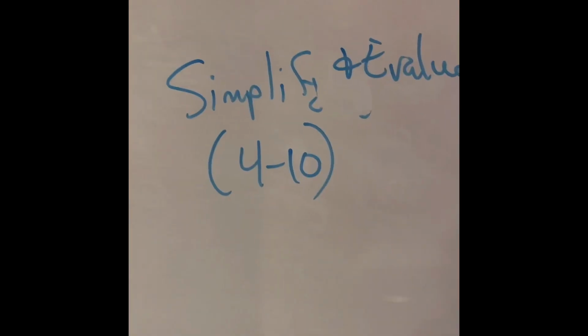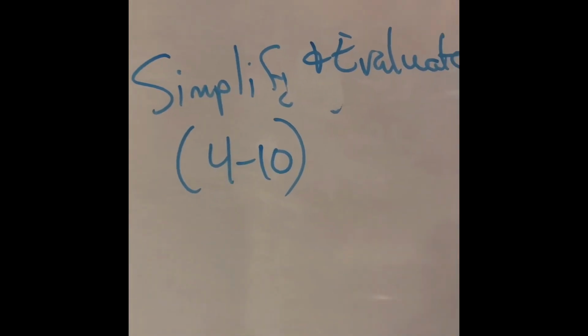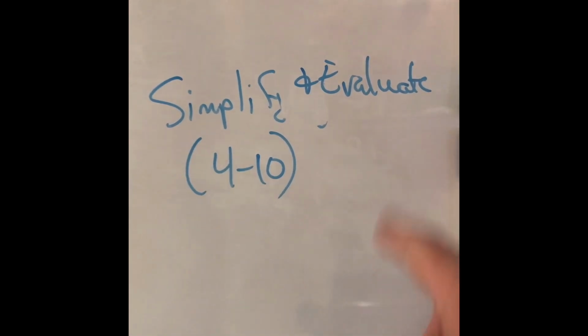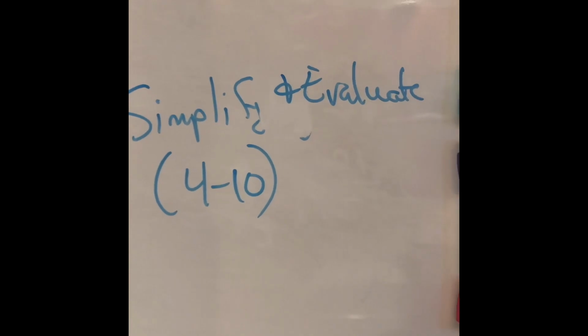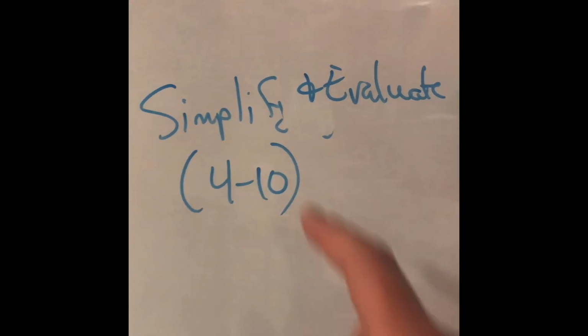So for your assignment in the simplify and evaluate expressions part of the packet, it's just the next one that we're doing after GCF and LCM. You need to do 4 through 10.